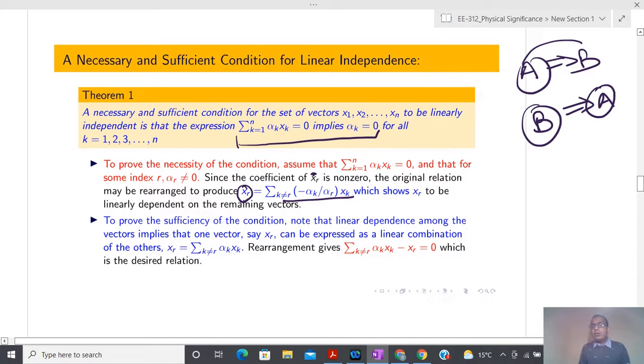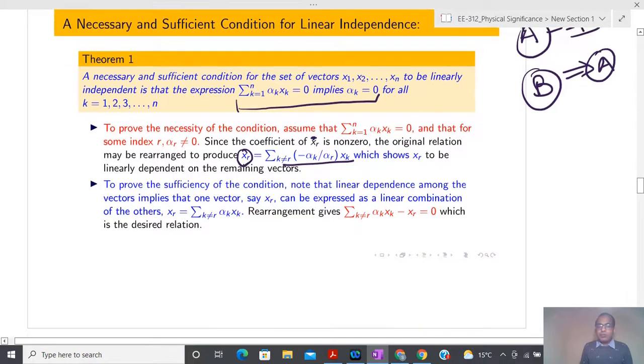Now what we are going to do, whenever I have vectors, is solve this equation, a linear algebraic equation, and after that just check whether all the scalar quantities that come into the picture are 0 or not. Okay.